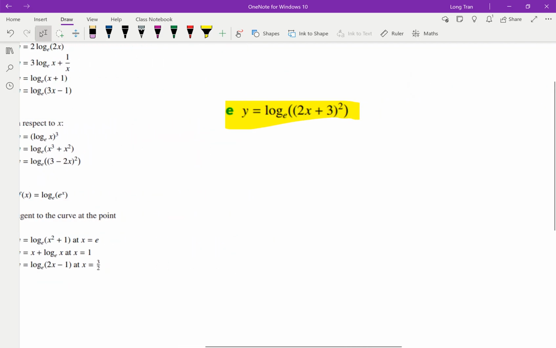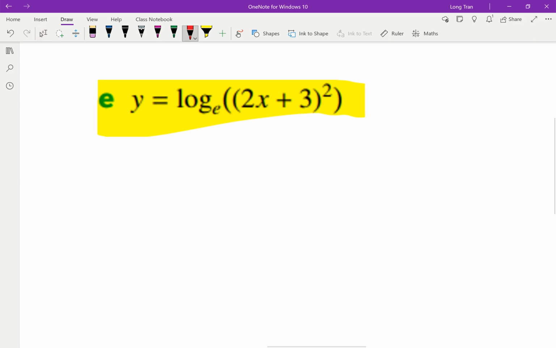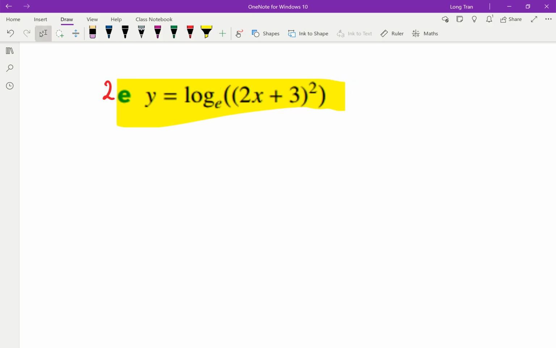All right. We want to derive this. This is question 2e. When I look at that, that looks like a double chain rule problem actually. So assuming that your chain rule is pretty good, I'm going to show you what I would do here. I'm just going to rewrite the equation.